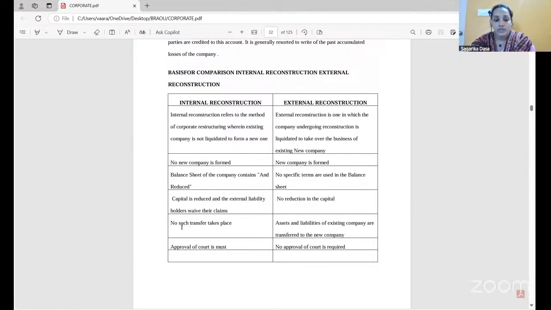Internal reconstruction, no transfer takes place. Here in internal reconstruction, we are not transferring our assets and liabilities to any other company, any other person. Whereas in external reconstruction, assets and liabilities of existing company are transferred to the new company. New company form అవుతుంది కాబట్టి ఆల్రెడీ ఎగ్జిస్టింగ్ కంపెనీ అసెట్స్ అండ్ లైబిలిటీస్ ఏవైతే ఉంటాయో అవి ఖచ్చితంగా వాళ్ళు న్యూ కంపెనీకి ట్రాన్స్ఫర్ చేయాల్సి ఉంటుంది.